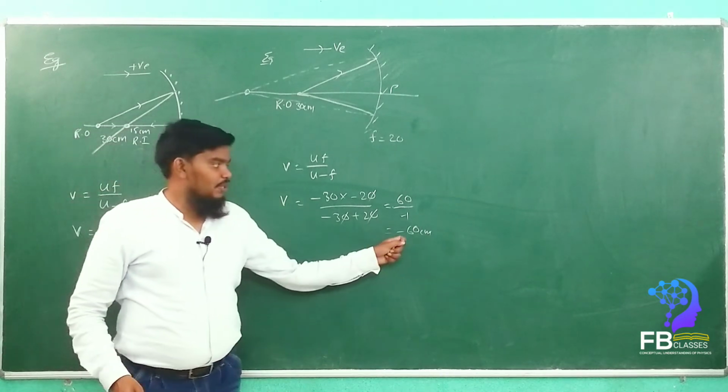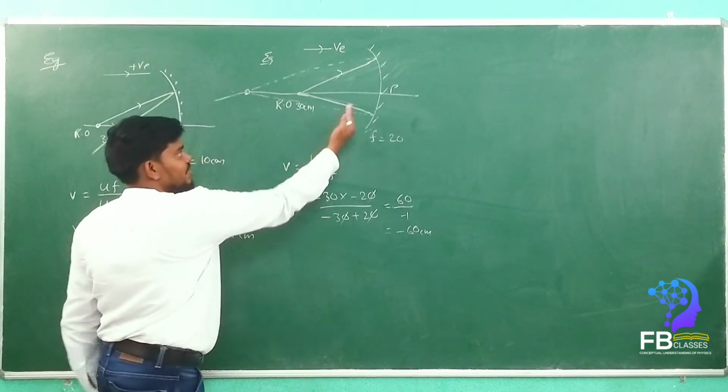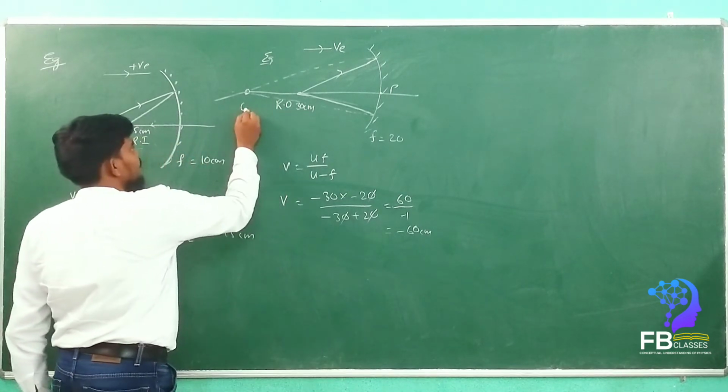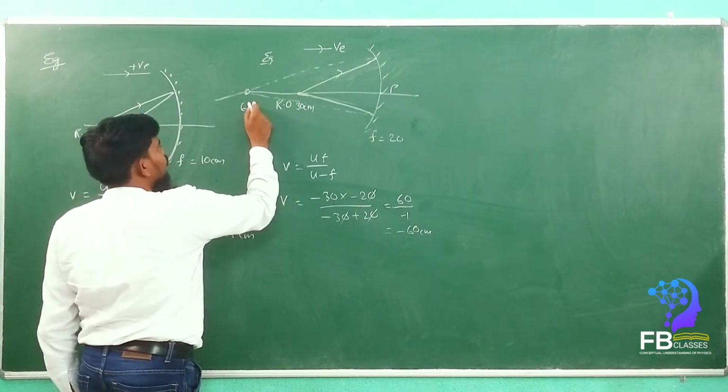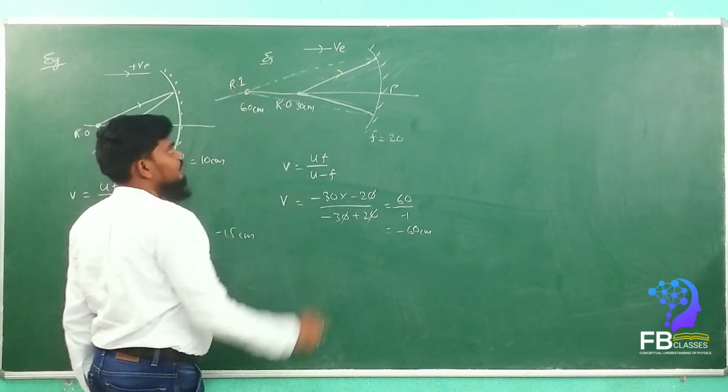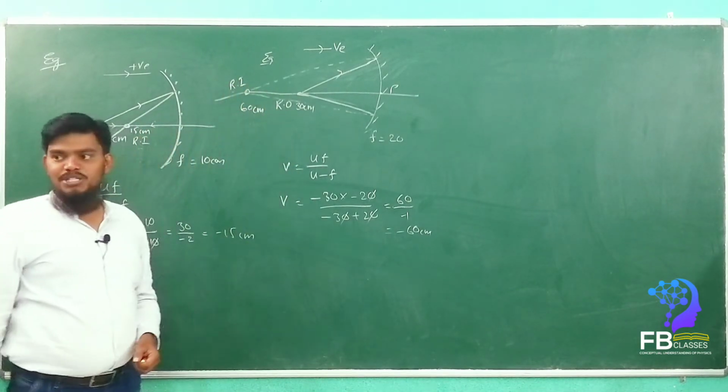The minus symbol came, so that means it is on the left side of the mirror only. Yes or no? Very good. Here, 60 centimeters, the image is formed. So this is a real image. Real object, real image is formed.